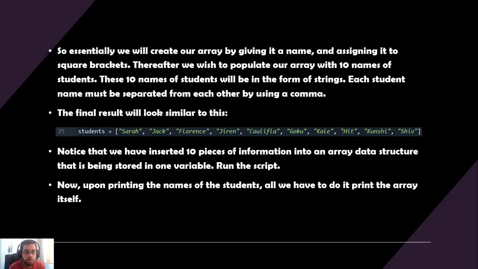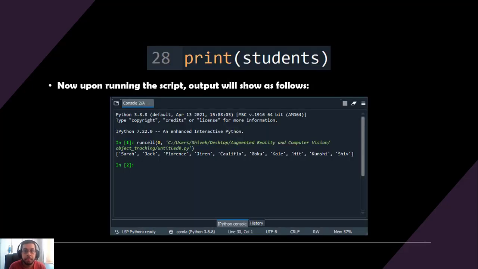Students is equal to Sarah, Jack, Florence, Jiren, Cauliflower, Goku, Kale, Hit, Kunchi, Shiv. Notice that we have inserted 10 pieces of information into an array data structure that is being stored in one variable. Run the script. Now, upon printing the names of the students, all we have to do is print the array itself. Print students. Now upon running the script, output will show as follows.